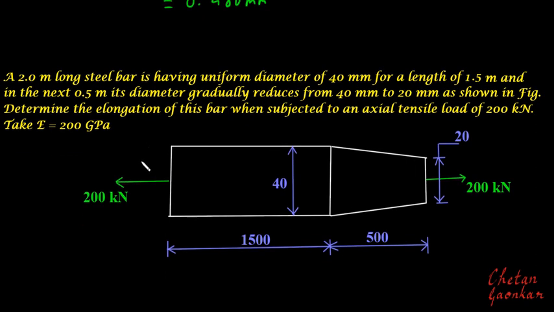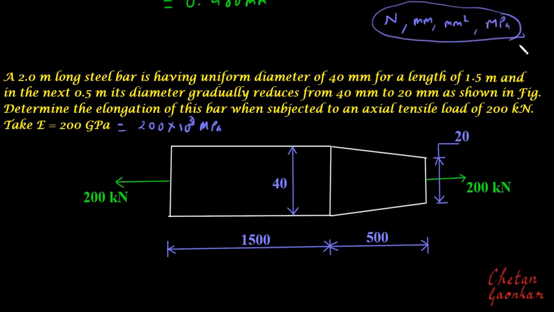We have here a composite bar, wherein up to 1500 mm we have a uniform cross sectional area of 40 mm diameter, whereas after this we have a tapered bar which goes from 40 mm to 20 mm. It is subjected to a load of 200 kilonewton. The material property is 200 GPa, which can also be written as 200 multiplied by 10 to the power 3 MPa, because our units will be in terms of Newton, mm square and megapascal. This is the consistent unit which we will follow throughout this course.